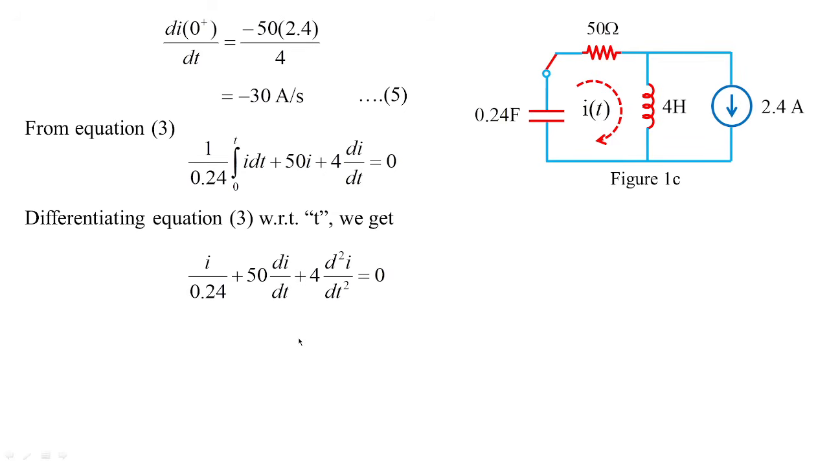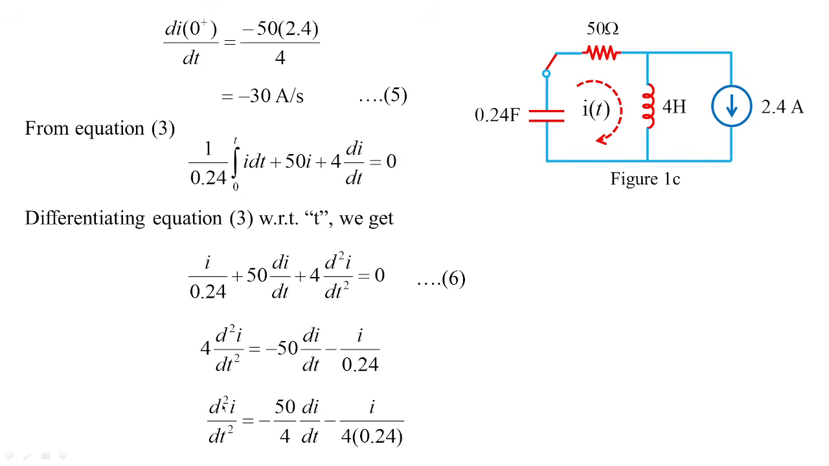Now this becomes the standard equation, so we treat it as equation 6. What we need to know is the value of d square i by dt square at i of 0 plus. For that I am rearranging this equation as 4 d square i by dt square equal to minus 50 di by dt minus i by 0.24. With this, the equation is framed as d square i by dt square equal to minus 50 by 4 di by dt minus i by 4 multiplied by 0.24.